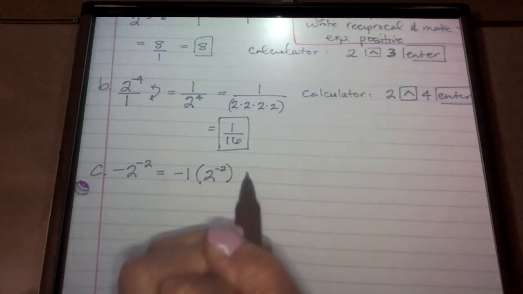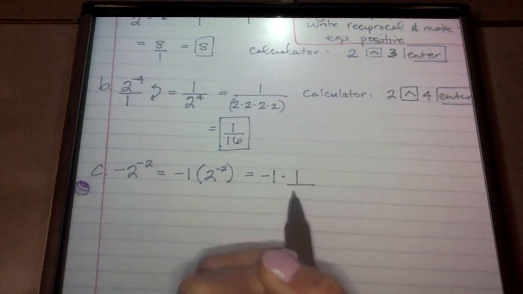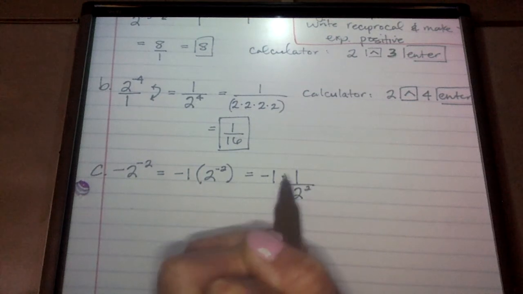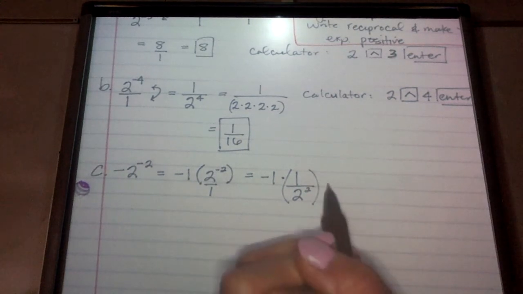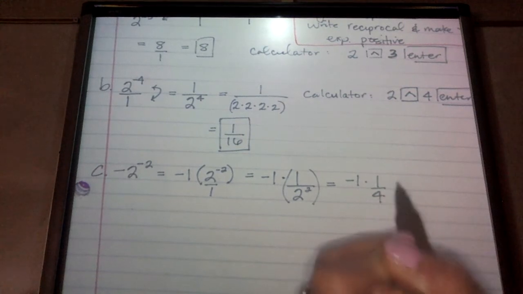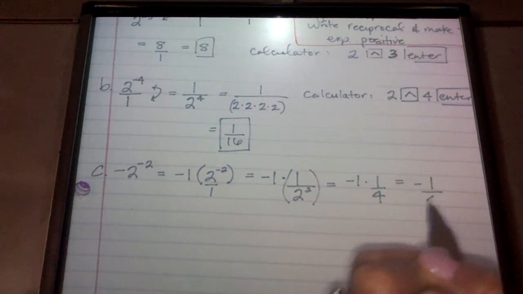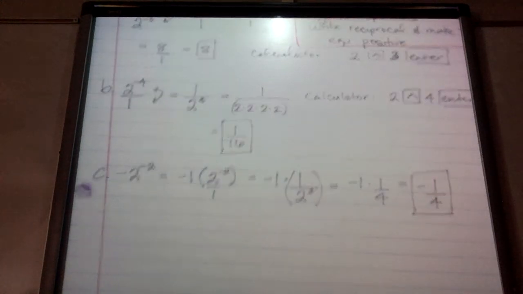That is a negative 1 times 2 to the negative 2nd. So this is negative 1 times 1 over 2 squared. Remember, we're going to write the reciprocal, and then I'm going to simplify from there. This is negative 1 times 1 over 4, which gives me an answer of negative 1/4. So be really careful on those, of how they write the problem.